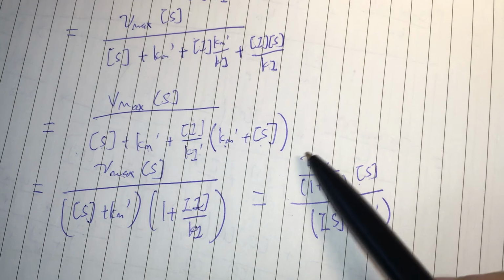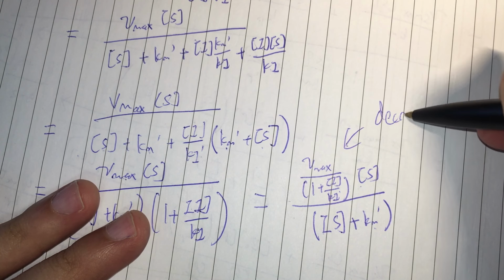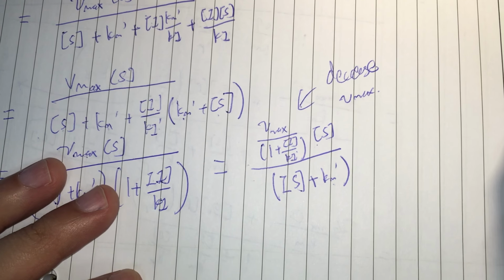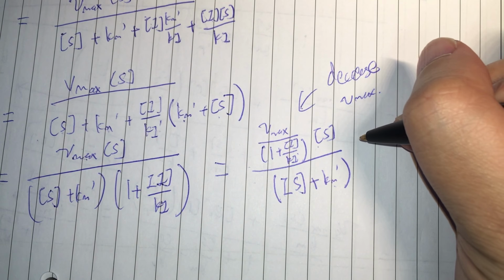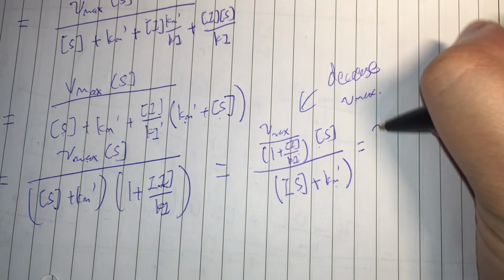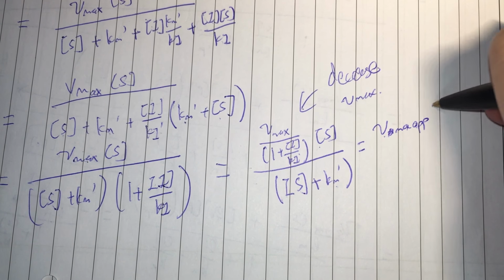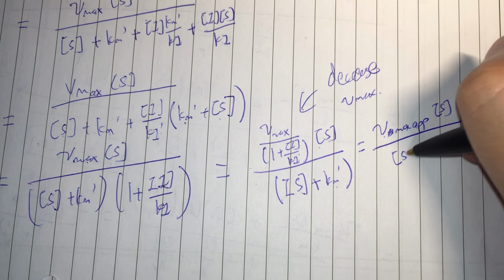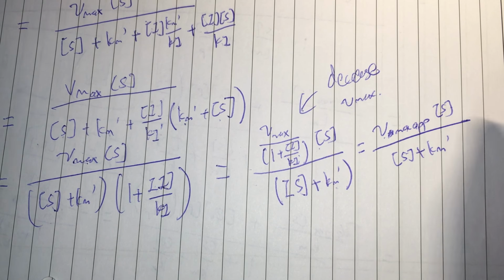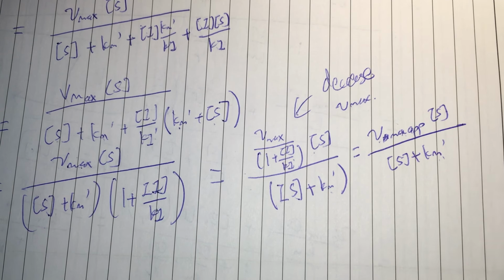non-competitive enzyme kinetics actually slow down, or rather decrease Vmax. It decreases the maximum rate of the formation of the desired product. So this, we'll just call it Vmax apparent into S over S plus Km prime. So this is our standard. And of course, you plot the graph again, you can get the usual Vmax apparent and Km prime.